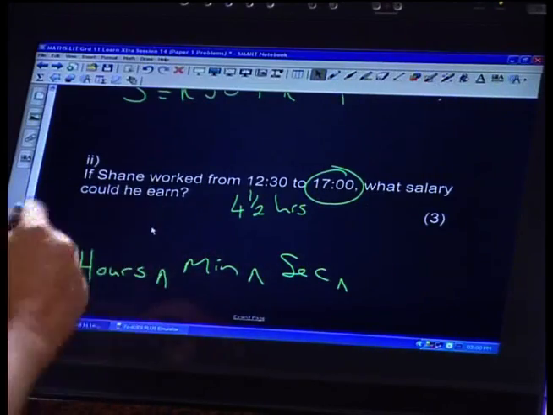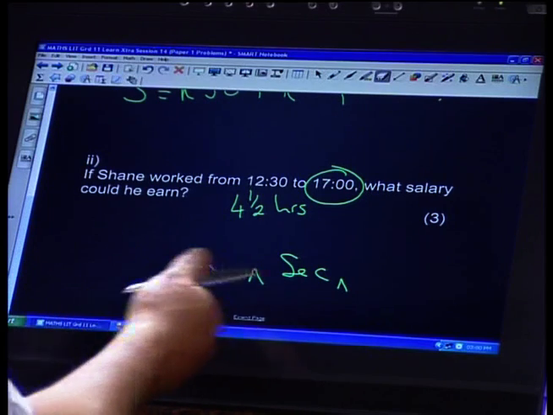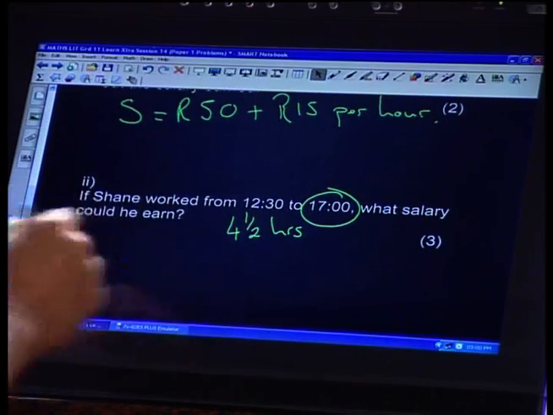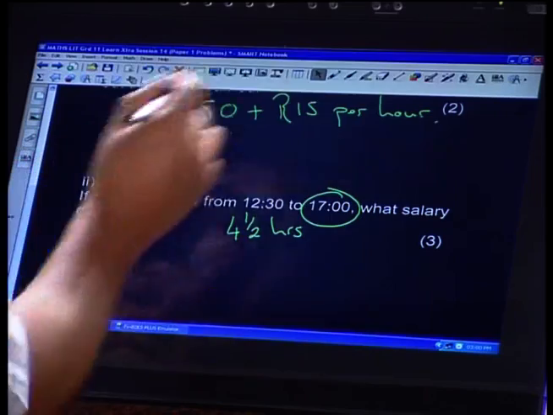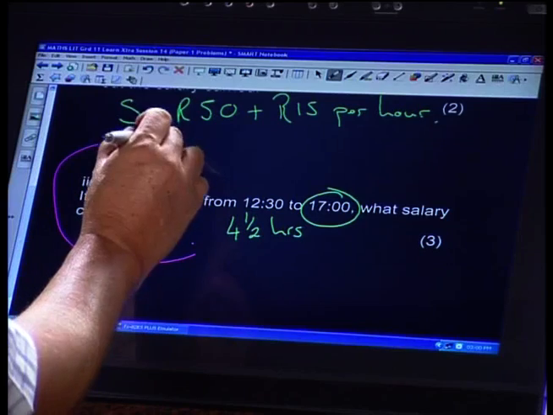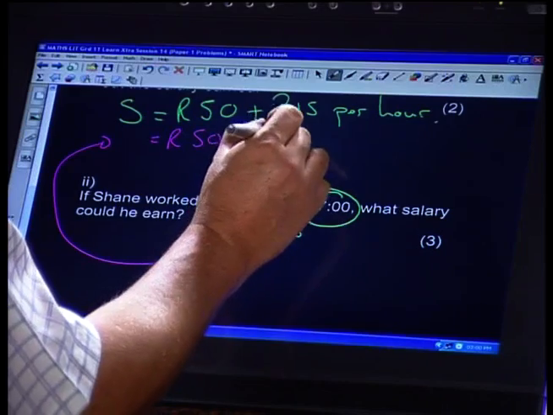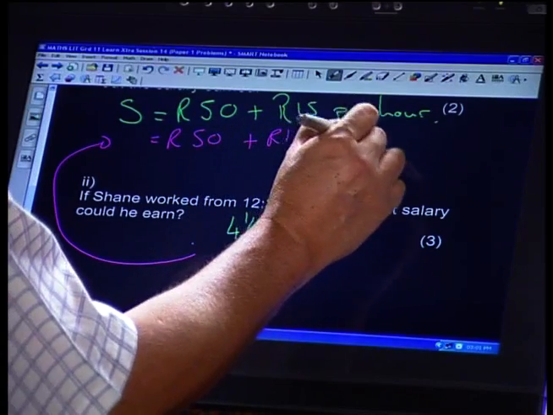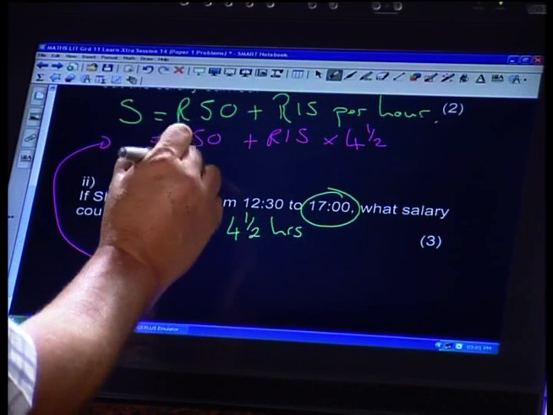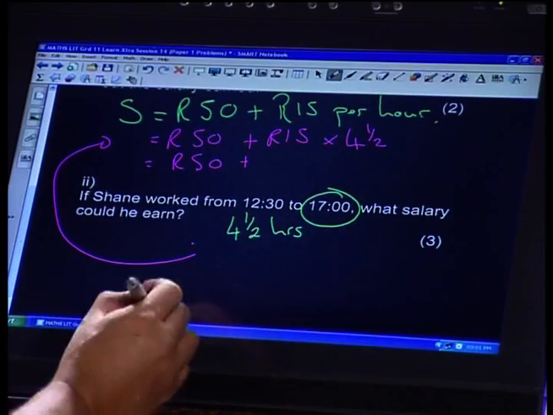So we know that Shane now has worked 4.5 hours. And because he's worked the 4.5 hours, we want to work out what we're going to pay him. Well, according to this formula over here, we are going to say Shane gets 50 Rand plus 15 Rand times 4.5 hours equals, well, that's 50 Rand plus 15 times 4.5.